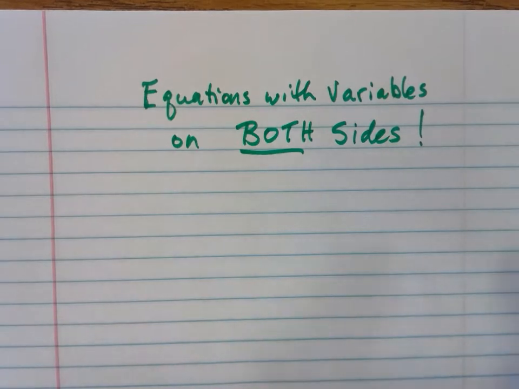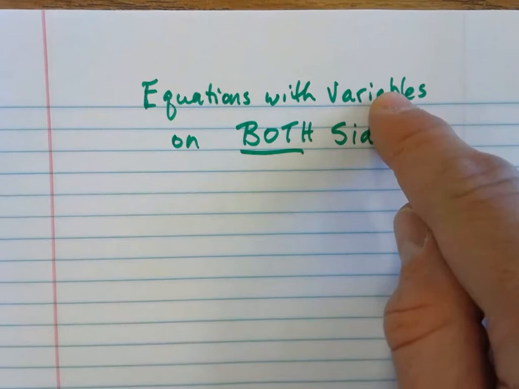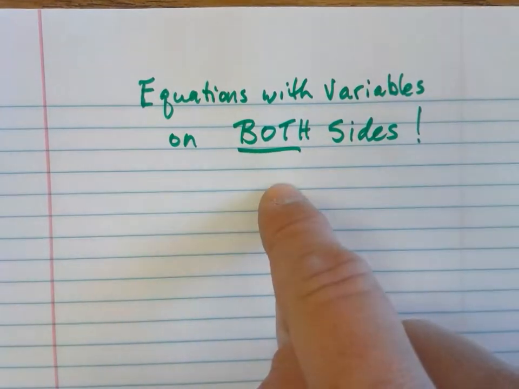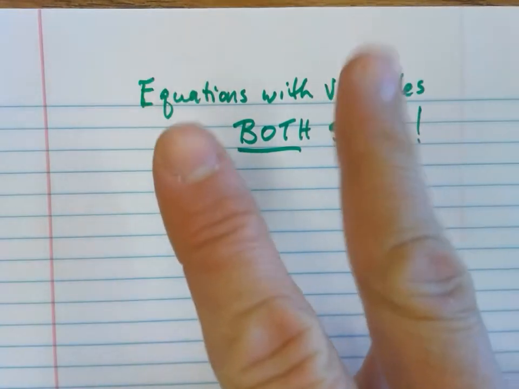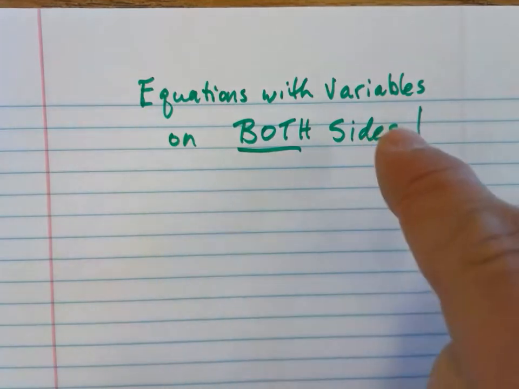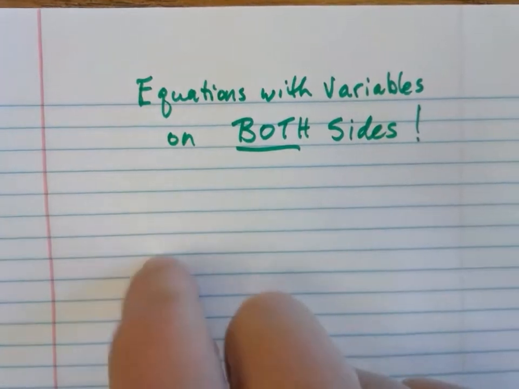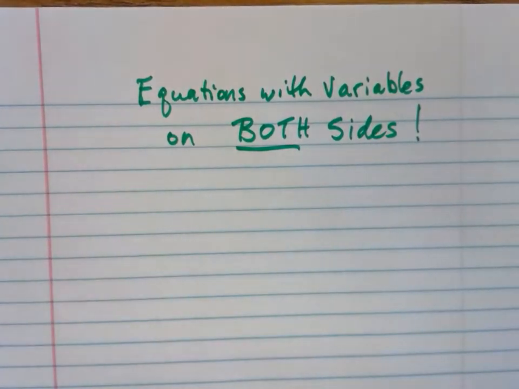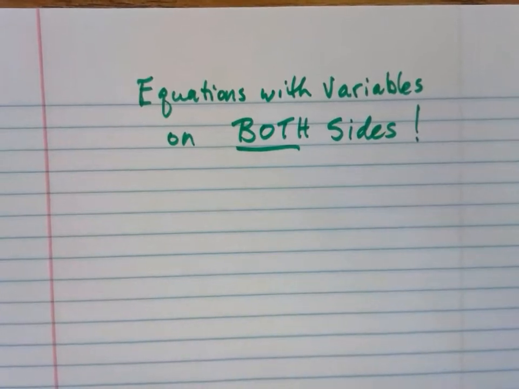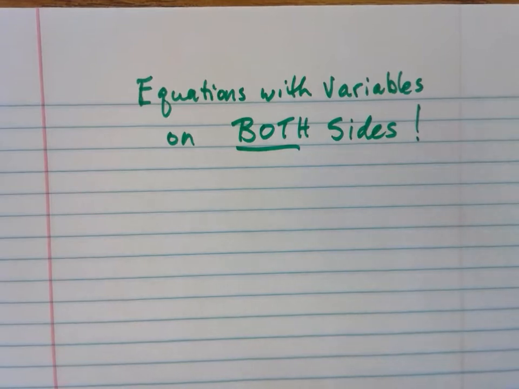Today, as you can see, we're going to talk about some equations with not variables only on one side, but equations with variables on both sides. That means the right and the left. So we're going to do some moving around. Hopefully you're going to be able to figure this out here in the next little bit. We'll take about 10 minutes or so, see what we can figure out.